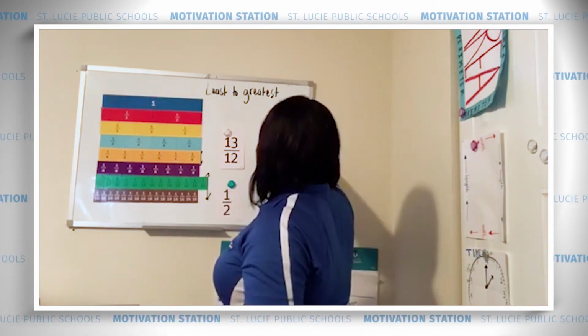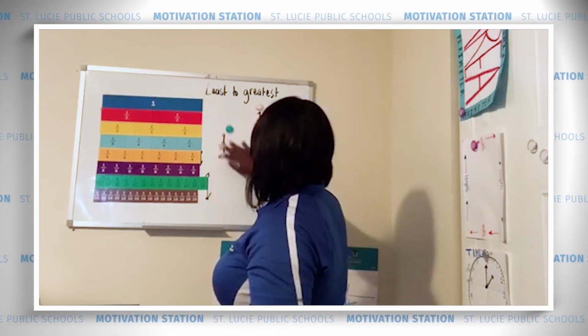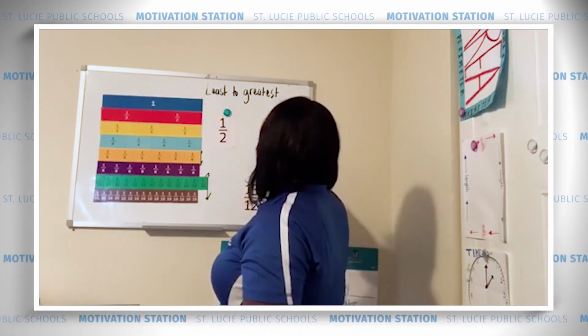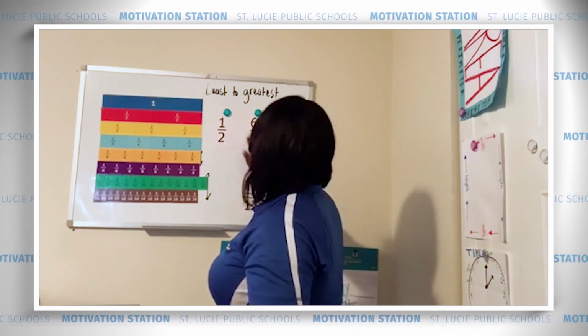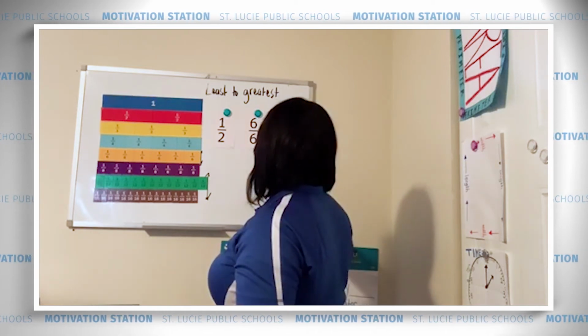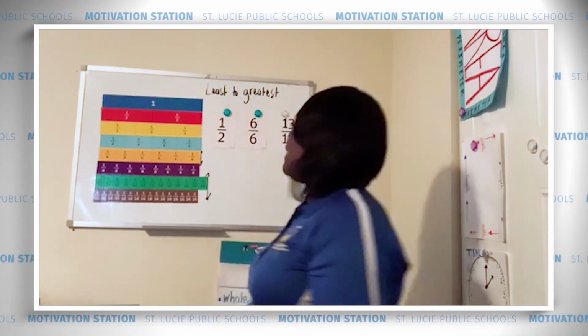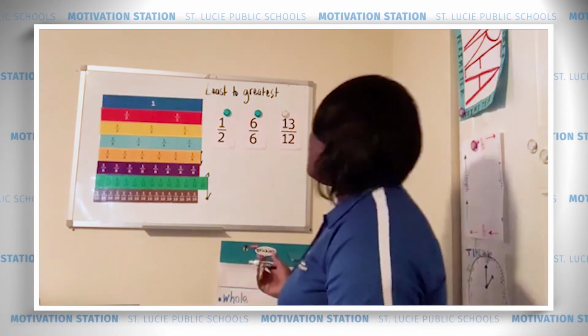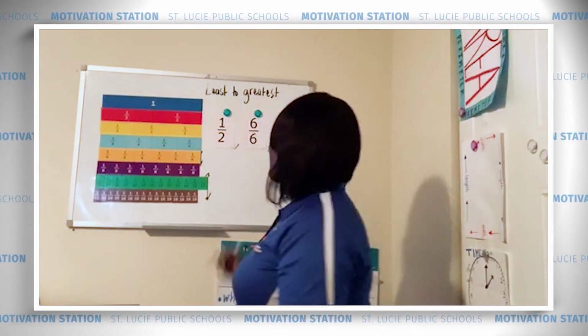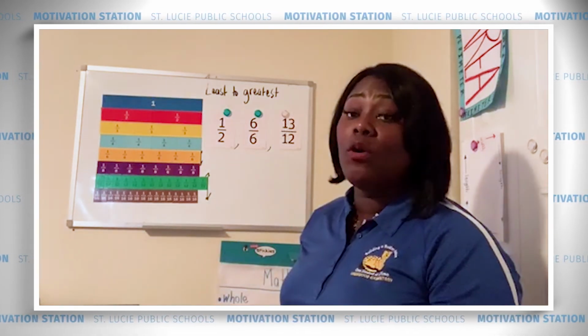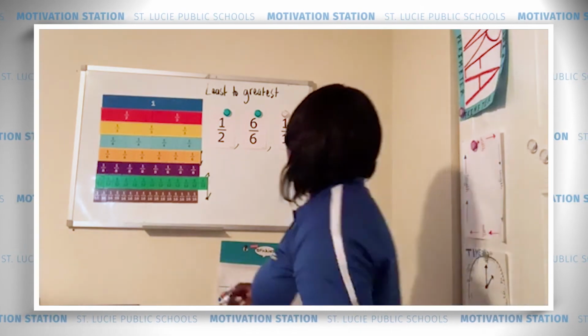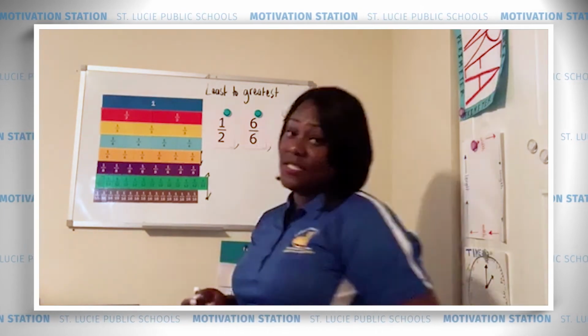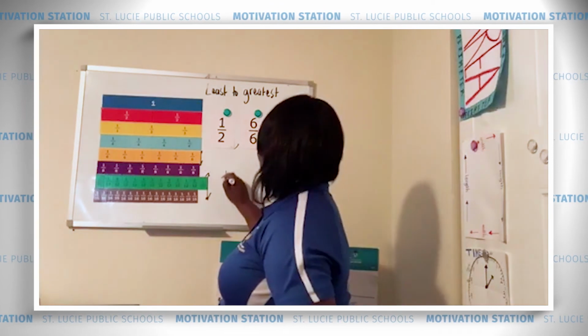Half. Which would come next? 6/6. And which would come last? 13/12s. Now I can write these fractions by putting a comma in between them to show that I'm ordering them from least to greatest, or I can use the comparison symbols.